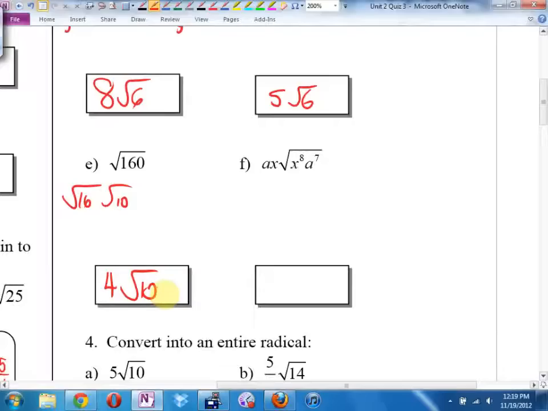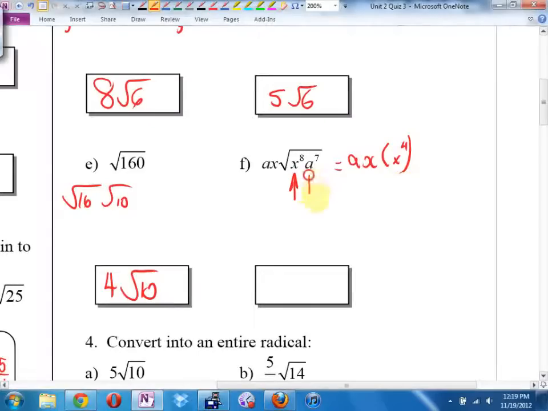Ooh, one with letters. a x root x to the 8th, a to the 7th. Okay. Well, Mr. Dewick, rewrite the a and the x. Is x to the 8th a perfect square? Yes. Oh, I can just take the square root of that. What is the square root of x to the 8th? This is going to become an x to the 4th when I square root it. Mr. Dewick, don't you take the square root of the 4th? No, I've taken the square root once. I don't keep going. I've done that.